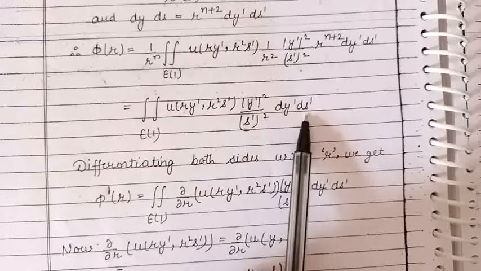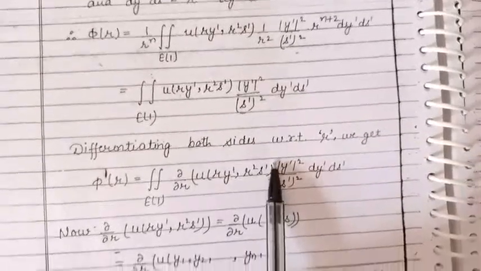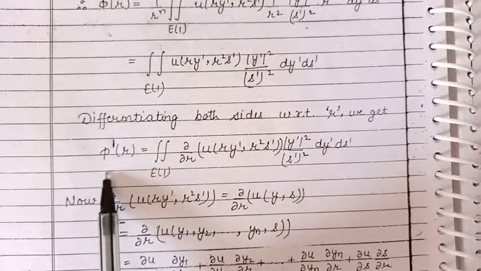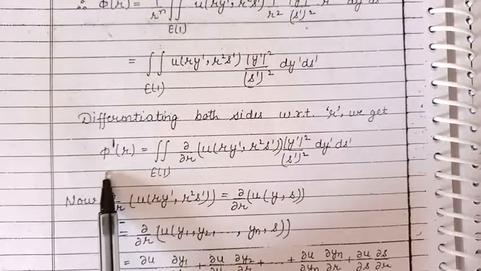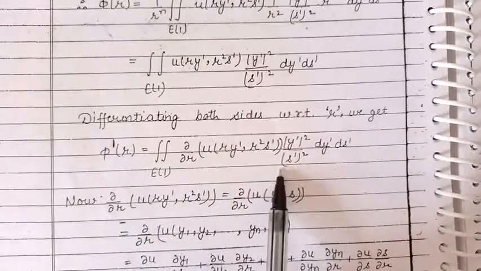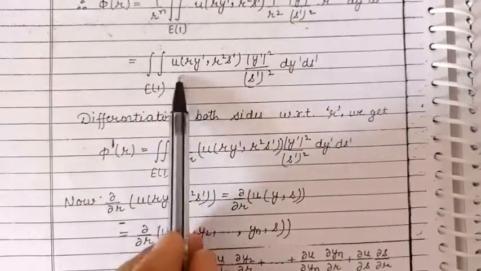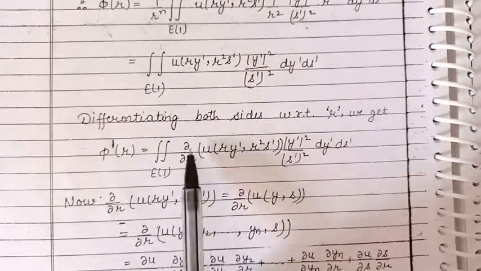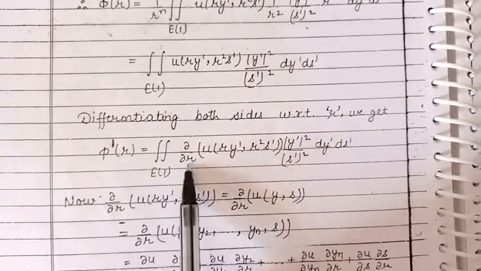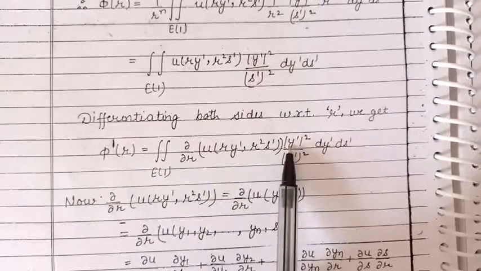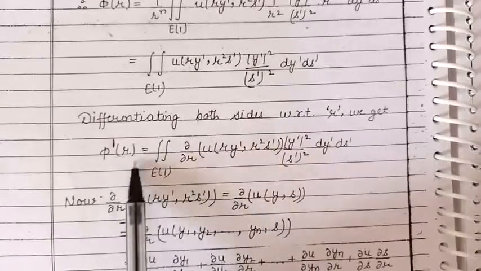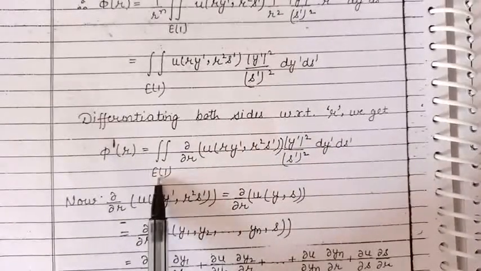So now we can differentiate both sides with respect to r. On the left hand side we get phi dash r. On the right hand side, only u is a function of r here, so that will become the partial derivative of function u with respect to r into |y dash| square upon s dash square, double integral over the unit ball.